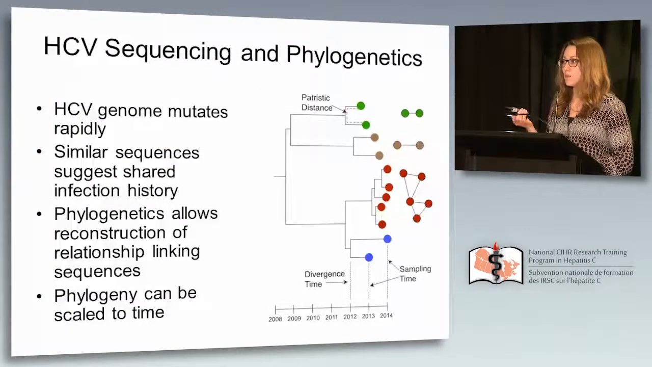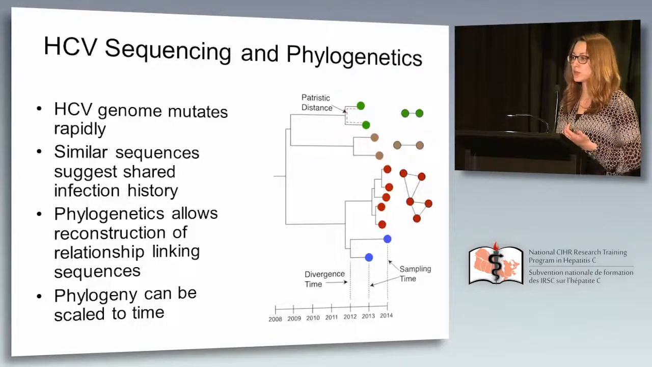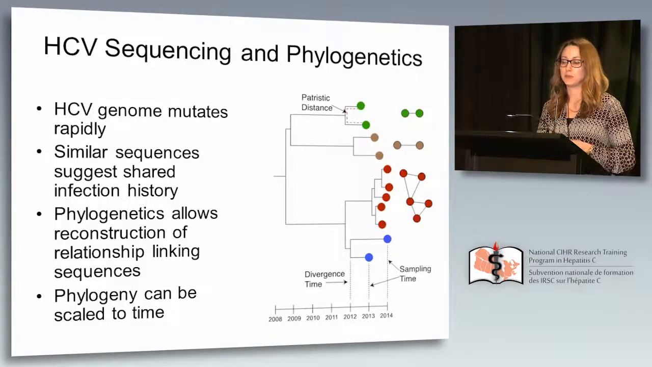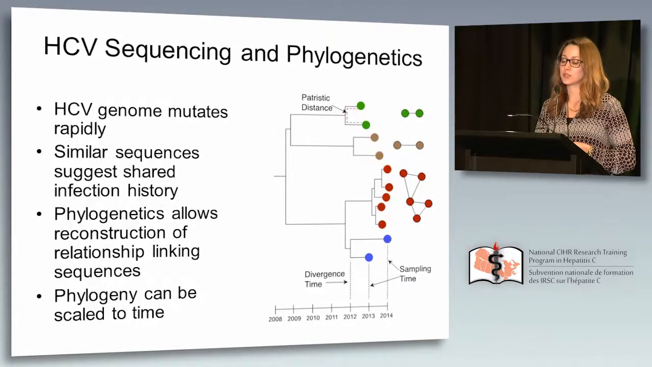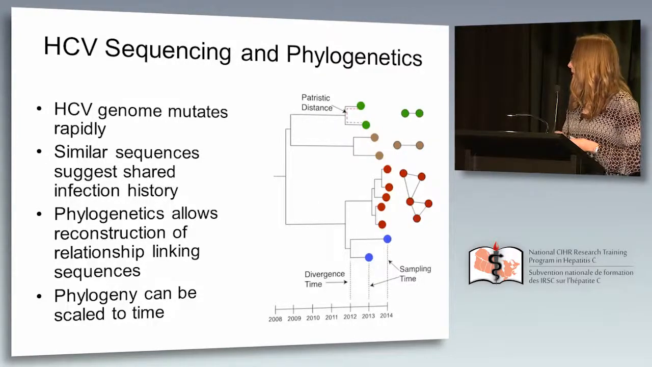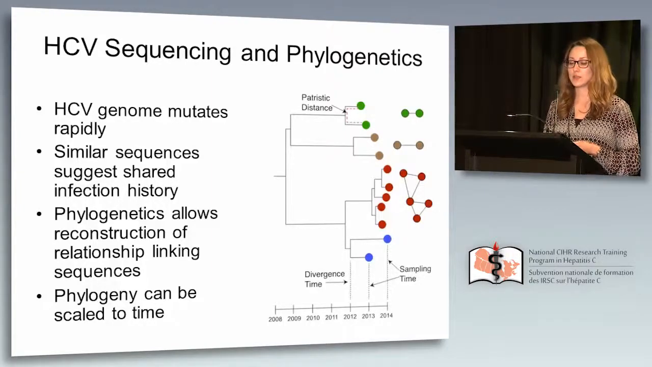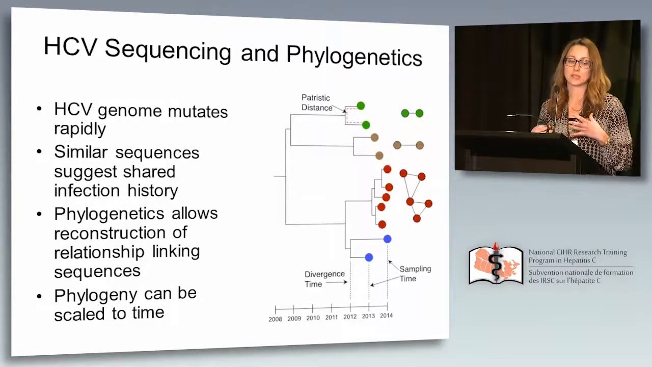So this is just a model phylogenetic tree, and something important to know for HCV is that it is a rapidly mutating virus, so there's a huge amount of variation of HCV within the population. When you identify two individuals that have a closely related sequence, that suggests a shared transmission event, whether that was recent or could have been further back in history. But what phylogenetics allows you to do is to put together all your sequences and try to figure out how they're related to each other. And new tools are allowing you to scale phylogenetic trees to time to try to infer when these different relationships came together in history.